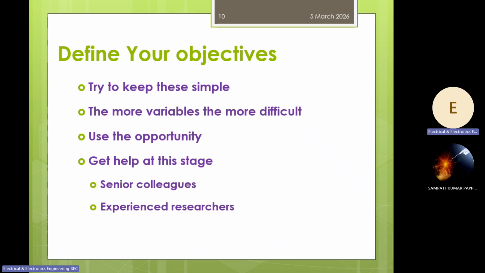So how can we define our objectives? We have to keep things simple, use the opportunity, and, as I have said already, consult with your senior colleagues or experienced researchers.